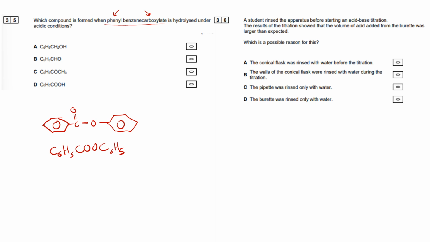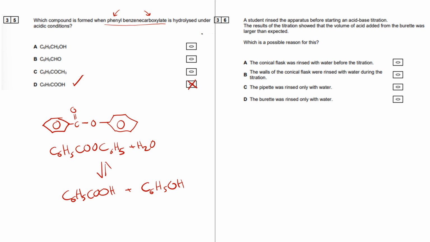When it's hydrolyzed under acidic conditions, reversible reaction, it's going to form benzene carboxylic acid, which has this formula, and it's going to form phenol, C6H5OH. So which one is correct here? It's going to be answer D.